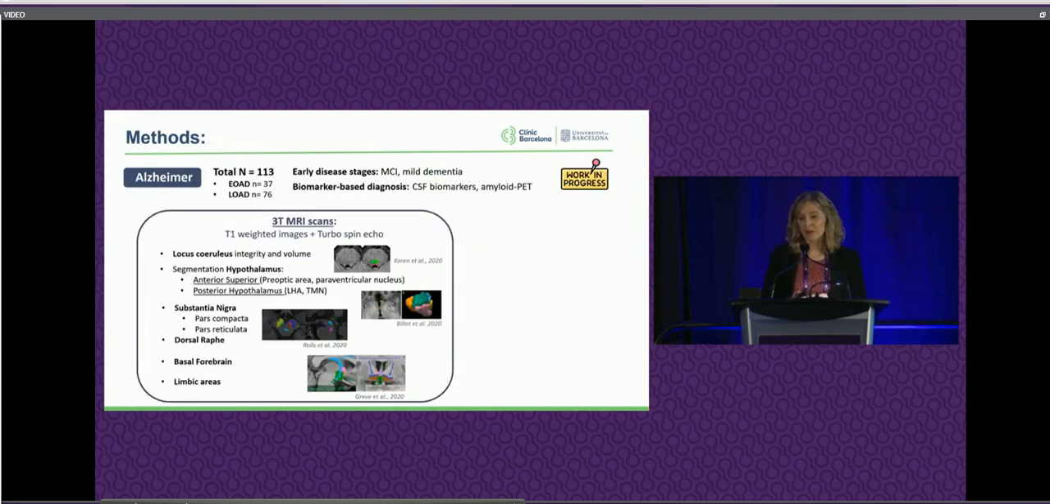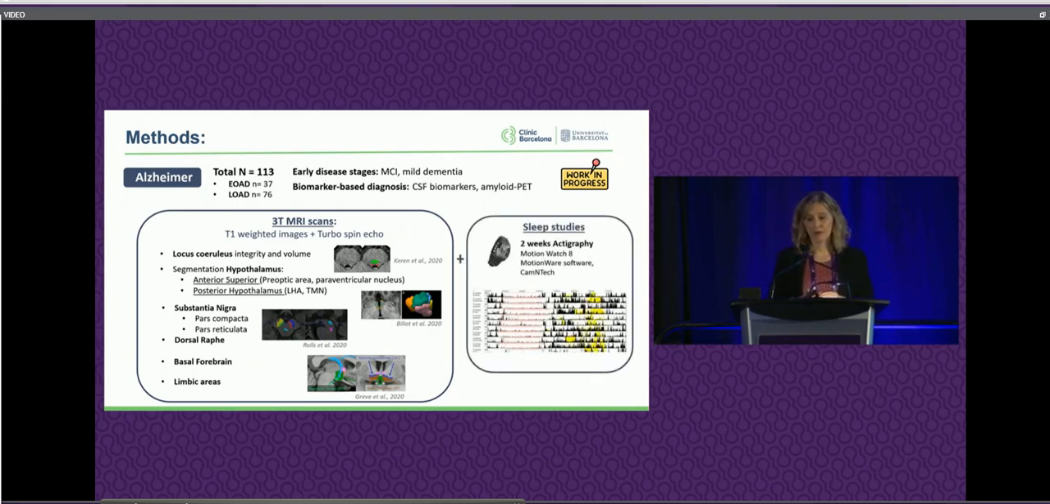In order to do this, we included a sample of 113 participants, all of them in early stages of the disease, MCI or mild dementia, and confirmed by biomarkers at the Hospital Clínic de Barcelona. All of them underwent an MRI scan, including the neuromelanin-sensitive MRI, to be able to measure the locus ceruleus integrity and volume, and also segmenting other areas using other protocols to get the volumes of the hypothalamus, substantia nigra, dorsal raphe, basal forebrain, and other limbic areas. A subsample of participants also underwent actigraphy monitoring during 2 weeks.